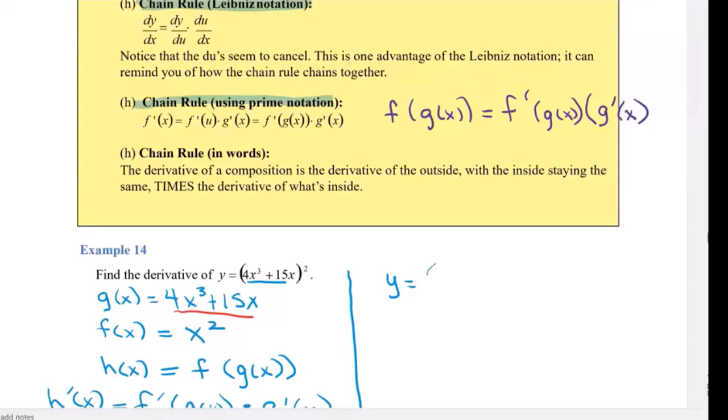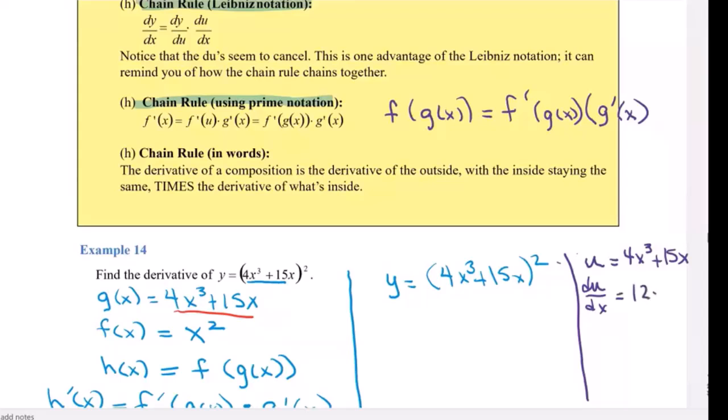So I start with y equals 4x cubed plus 15x, all to the second power. And now I'm going to make another little sidebar here. Let's let u equal the inner function. Then I have du dx is equal to 12x squared plus 15. Hopefully by now you understand how I do that. y equals u squared, dy du is equal to 2u.